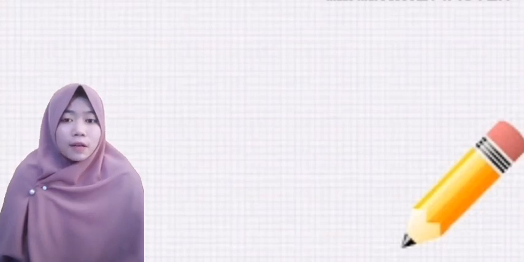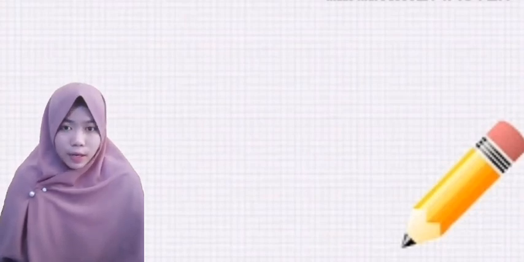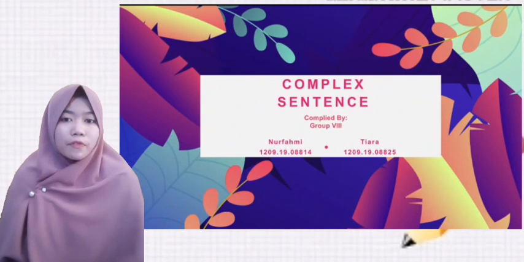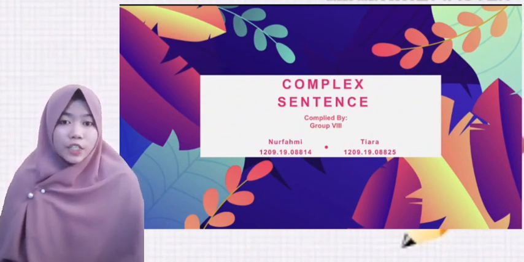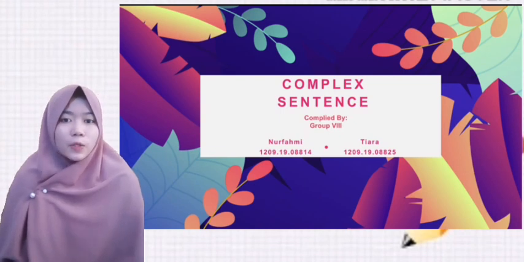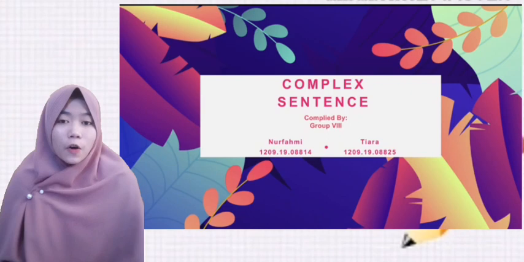Let me introduce myself and my partner. I am Tiara and my partner is Nur Fahmi. We are from Group A. In this presentation, we will discuss complex sentences. What do you think about complex sentences? Okay, let's listen to the explanation from Yus.